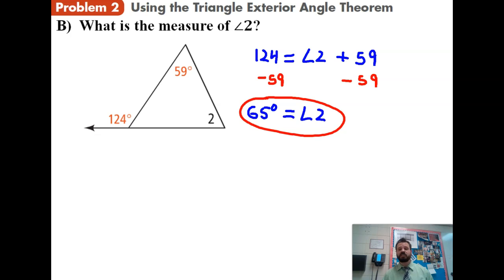And then once again, it's actually not necessary to apply that theorem. We could do it without it by using this linear pair here. If I subtract 124 from 180, that's going to give me 56 degrees. And if I took 180 minus 59 minus 56, we'd get the same 65 here. Okay, just by applying the normal triangle angle sum theorem.